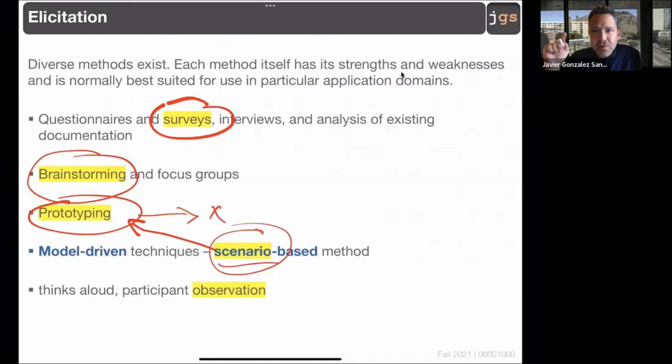This word is important because it's the one that we're going to use for documenting requirements. We're going to create scenarios, more information coming.